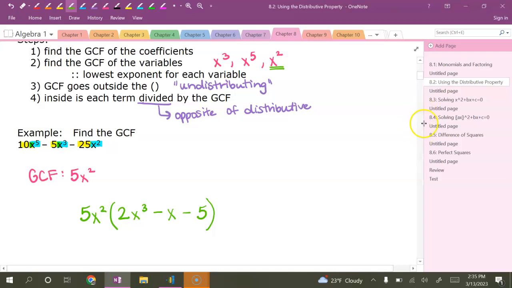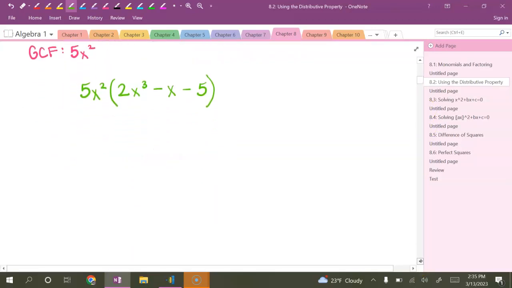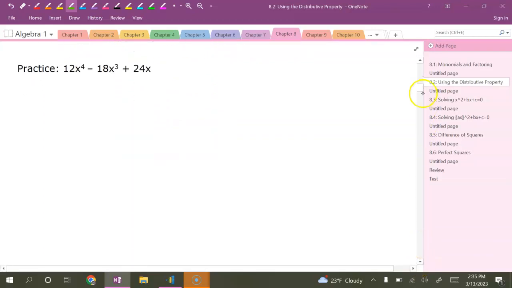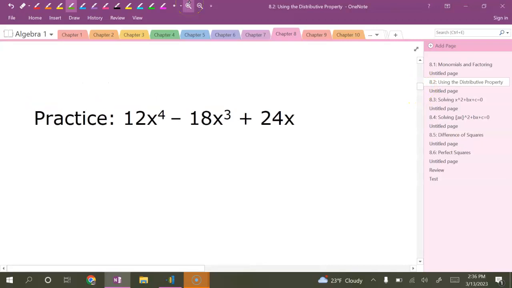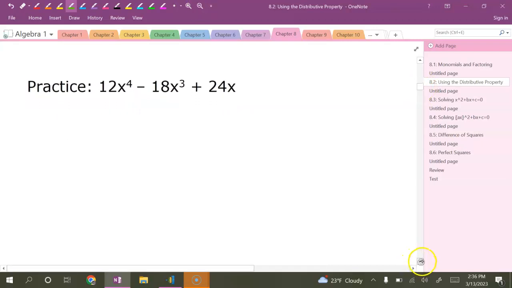So what I want you to do is look at these next couple of practice problems. There's 2 of them here that you can try. There's this one and this one right here. Pause your video, take a few minutes to do each one, and then come back to see if you did them right.